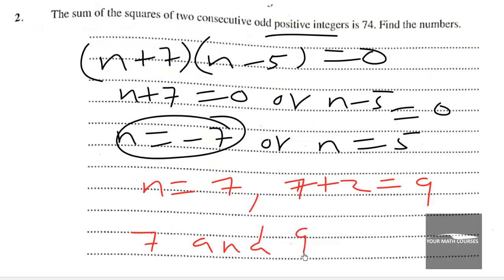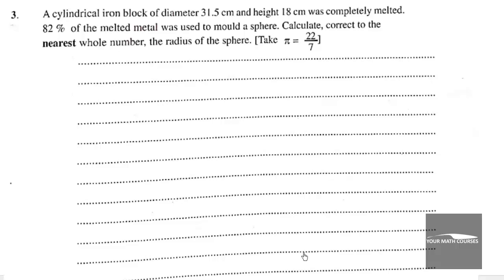Now let's move on to the next question. A cylindrical iron block of diameter 31.5 centimeters and height 18 centimeters was completely melted. 82% of the melted metal was used to mold a sphere. Calculate, correct to the nearest whole number, the radius of the sphere. Take pi to be 22/7.